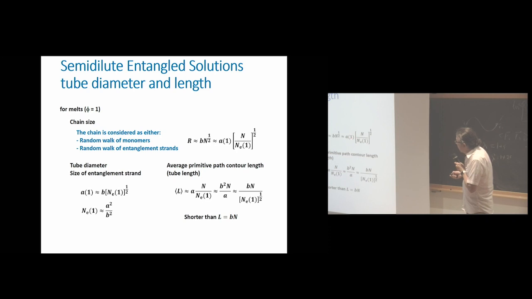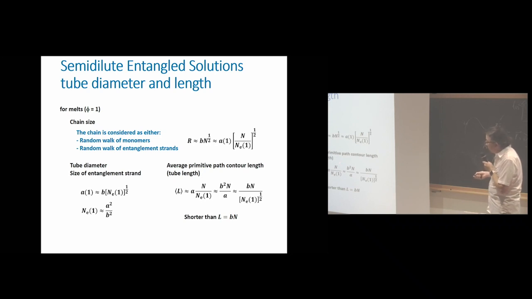And this 1 in the parentheses means this is phi equal 1. So you can see that a is proportional to b, the product of b and N_e to the power of 1/2. This relation has been shown this morning. So N_e is equal to a squared over b squared.